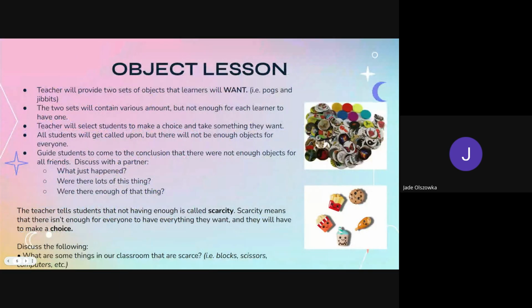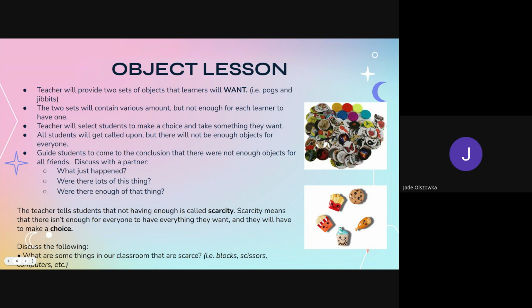We would then move into our object lesson. As a group, we wanted to connect this to students' current interests. And at our school, pogs and gibbets are currently very popular. There would be a various amount of pogs and gibbets, but only enough for each student to have one. Students would make a choice, and they would have to choose which one they wanted.